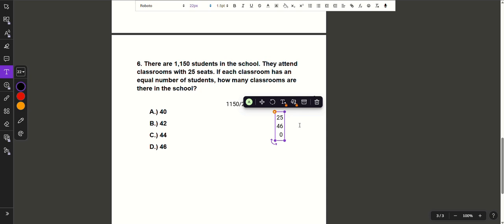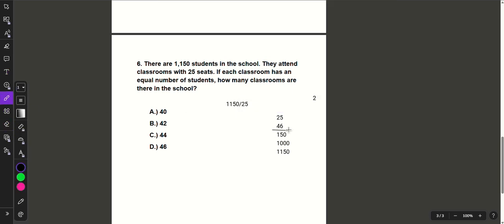So that'll be 6 times 2 equals 12 plus 3. That'll be 50, another 0, 4 times 5 equals 20. So put the 2 on the tens place, and then 4 times 2 plus 2 equals that, and then that'll be the answer. So it's 46, so it's going to be 46 classrooms, and we're done.